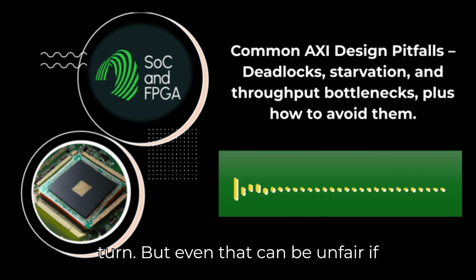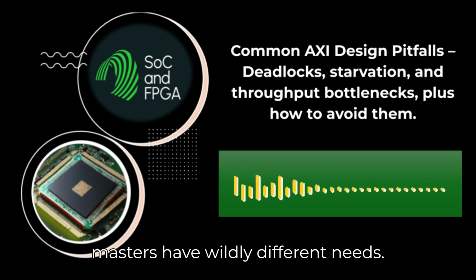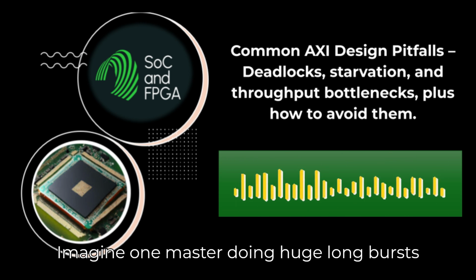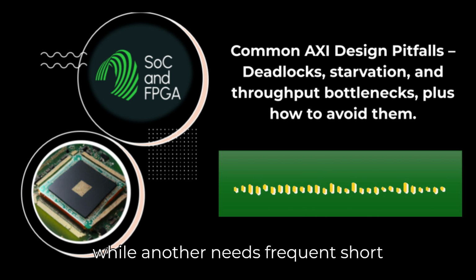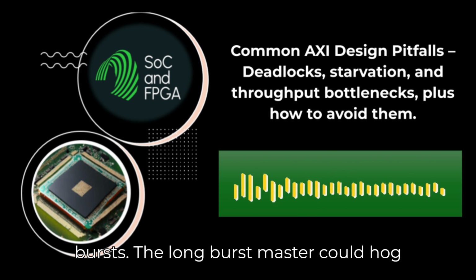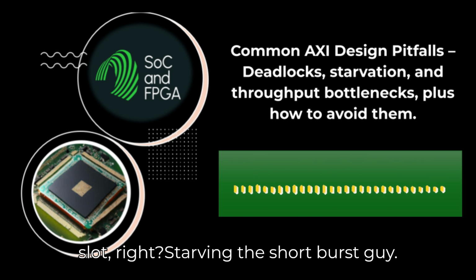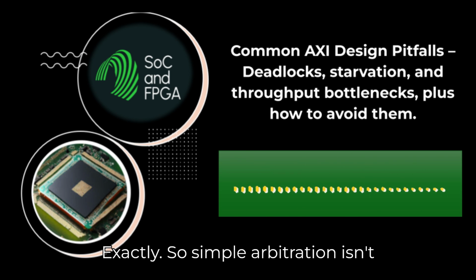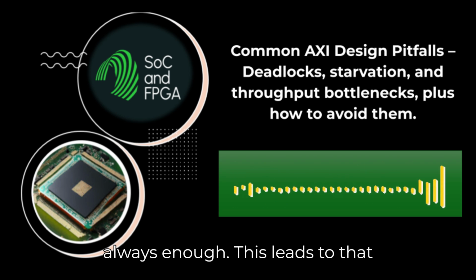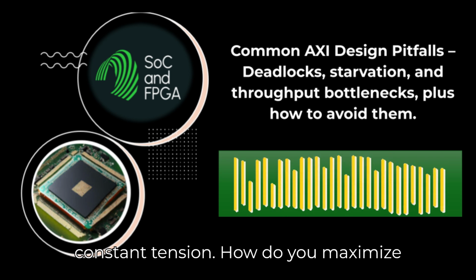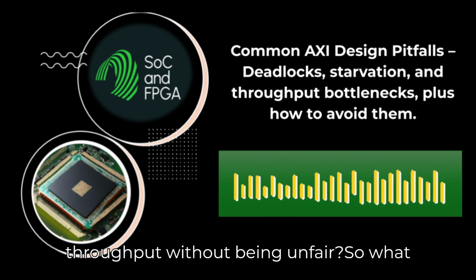But even that can be unfair if masters have wildly different needs. Imagine one master doing huge long bursts while another needs frequent short bursts. The long burst master could hog the bus for ages, even in its round robin slot, right? Right. Starving the short burst guy. Exactly. So simple arbitration isn't always enough. This leads to that constant tension. How do you maximize throughput without being unfair?